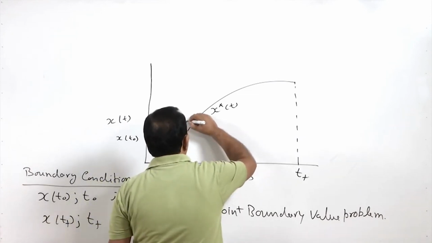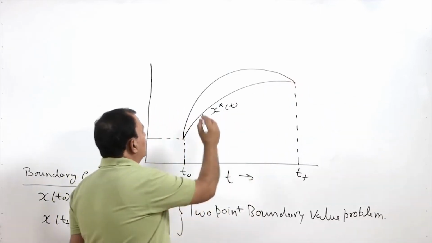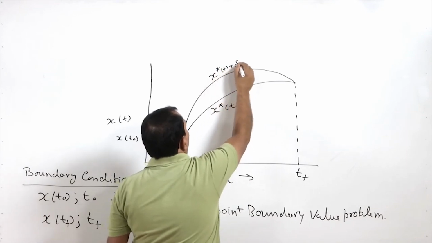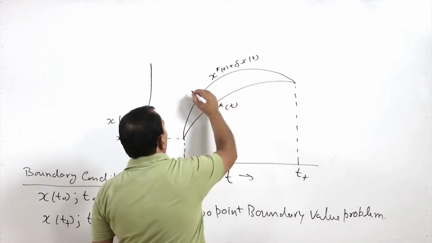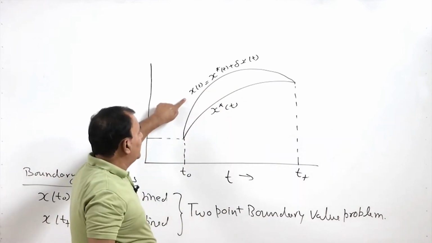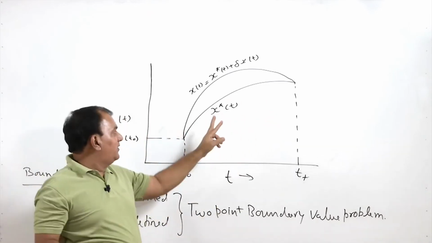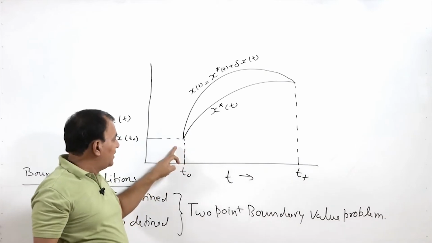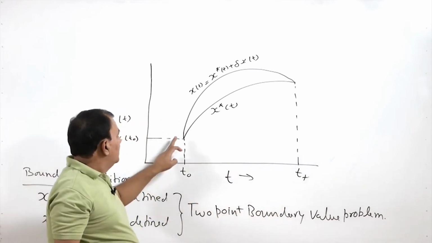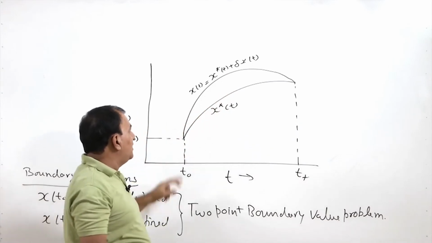Let us consider a variation of delta x(t). So, I can say this is my x(t) which is not at the optimal point. We are considering that there exists an optimal trajectory x star(t) starting from T0 and terminating at the Tf point. We are considering a variation of delta x(t) in x star of t.